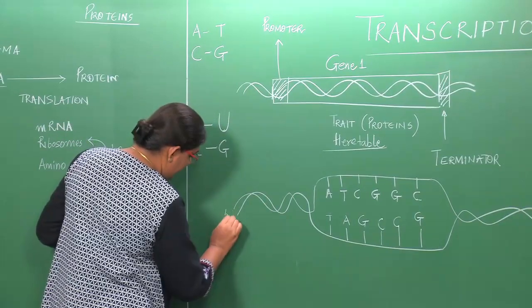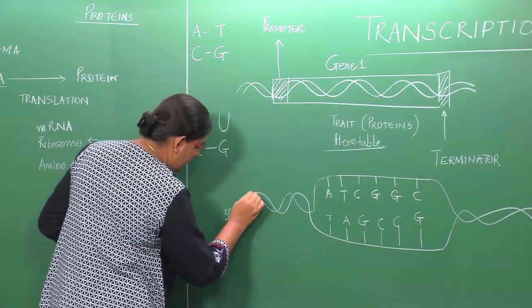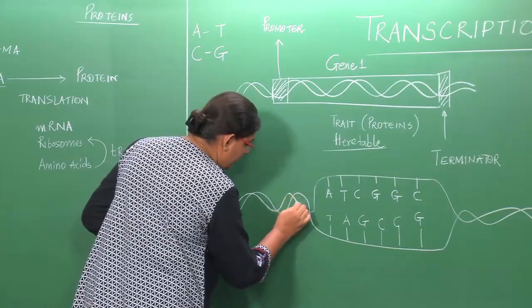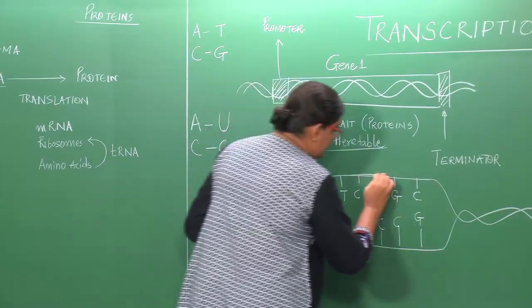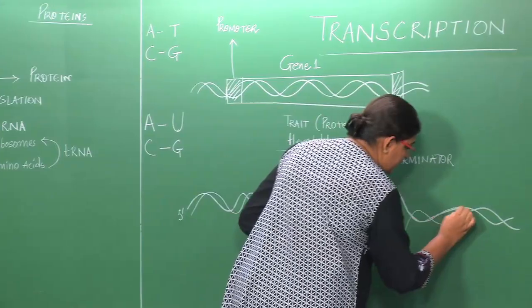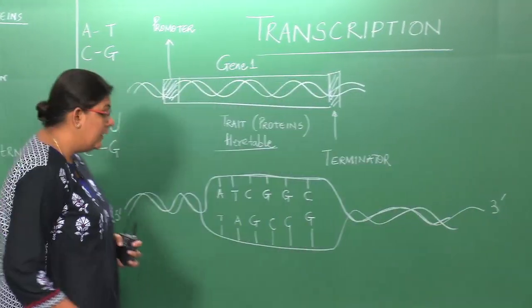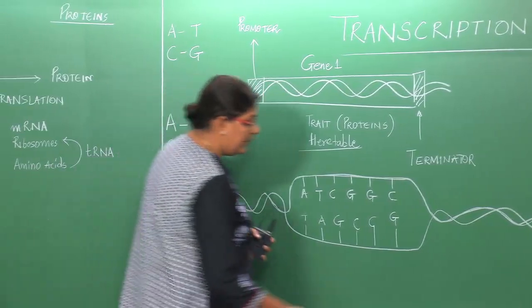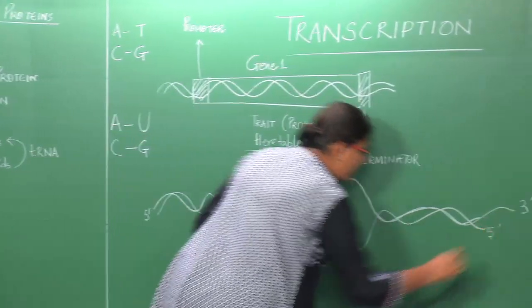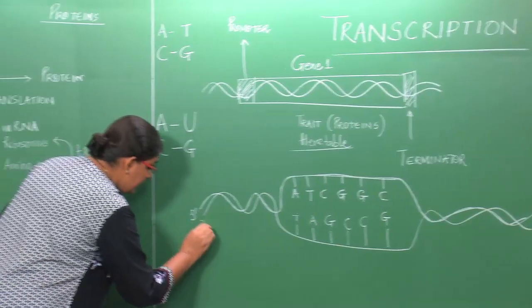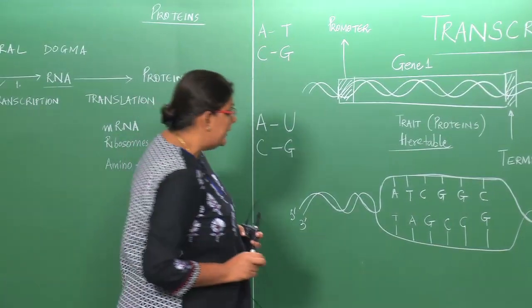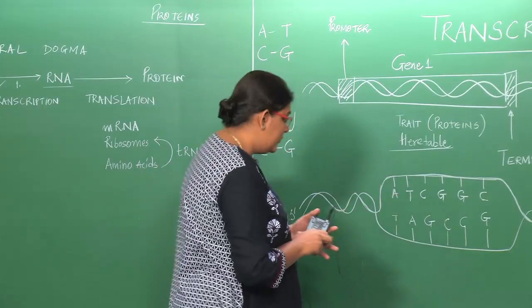And let us give some directionality. Let us say this strand, which is going all the way from here, is 5 prime to 3 prime, right. Then obviously the second strand is going to be anti-parallel. So, this will be 5 prime and it will go to 3 prime. Okay. Now, whatever is the enzyme which is going to read it.